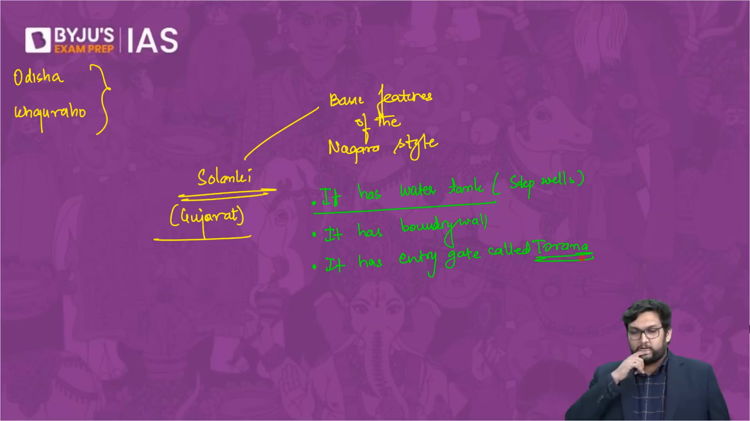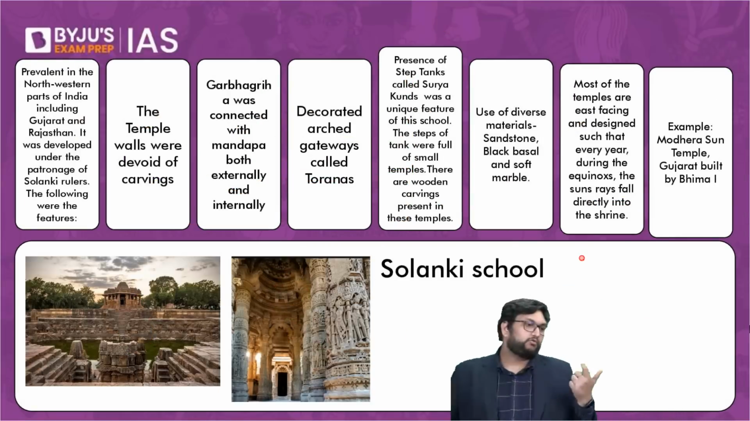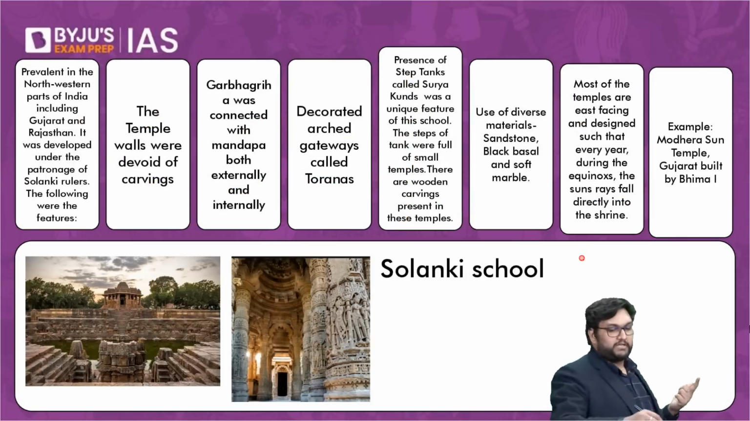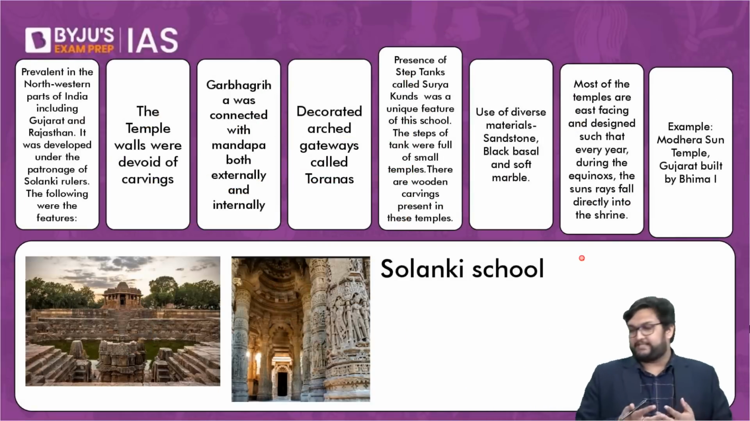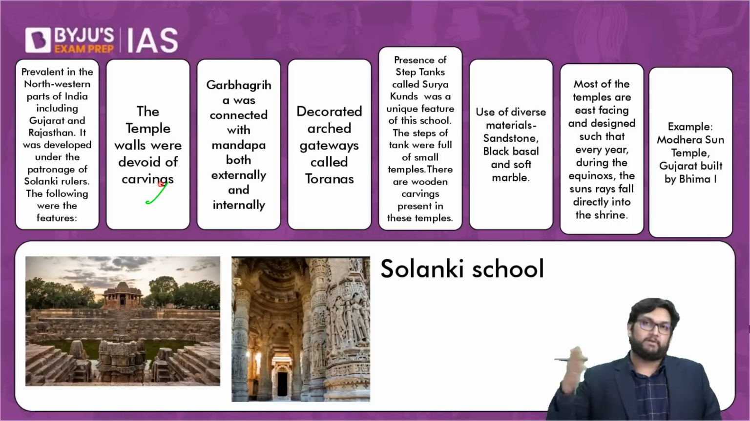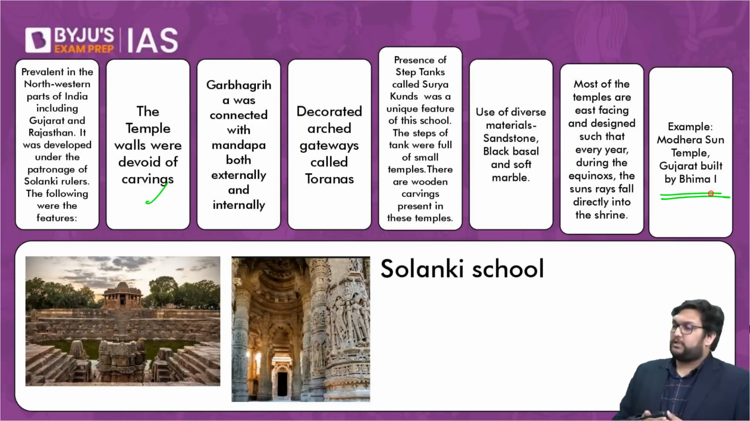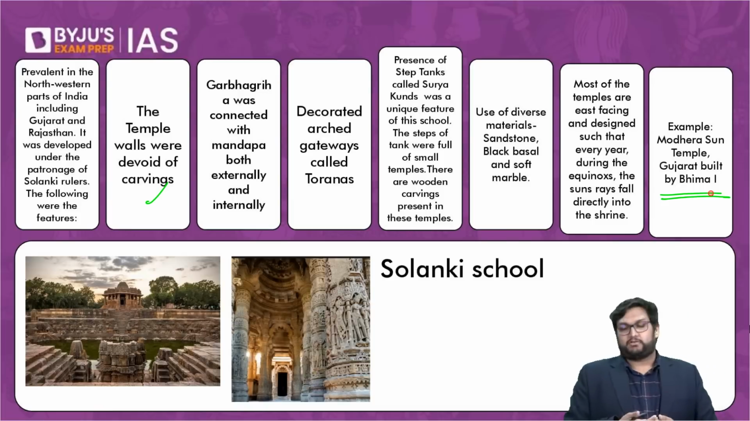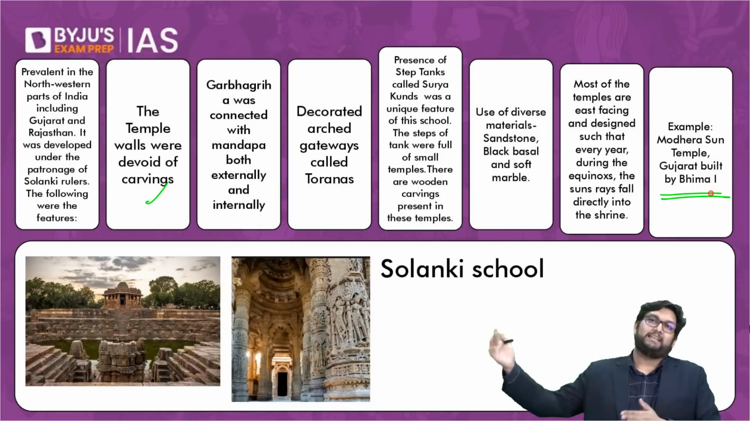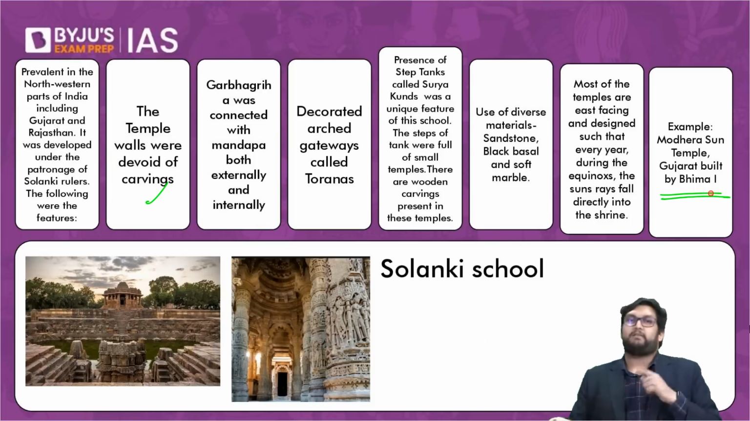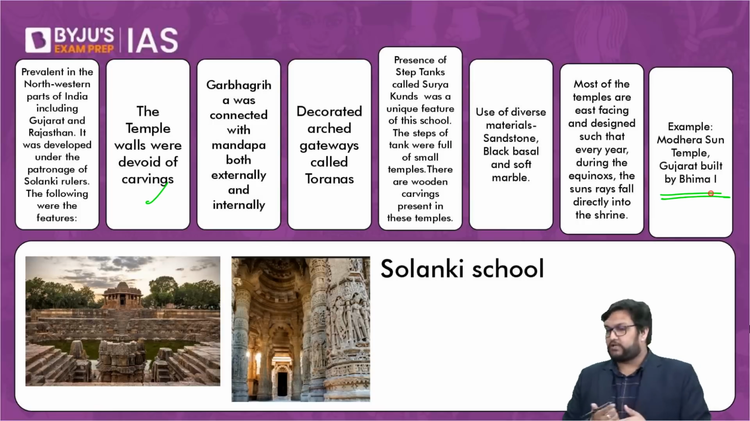Now, when we talk about Solanki, prevalent in the northwestern sector, Gujarat, mostly devoid of carvings, but the examples we have, for example, the Modhera Sun Temple, made by Bhima I, is one of the best examples of how stepwell structures are made. Another important example is Rani Ki Vav, made by Bhima I's wife in memory of him, again a very good example of Solanki school.